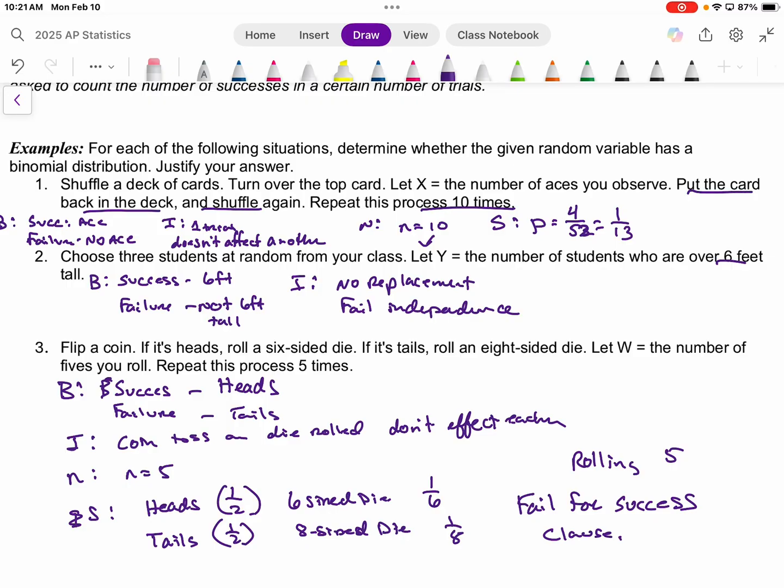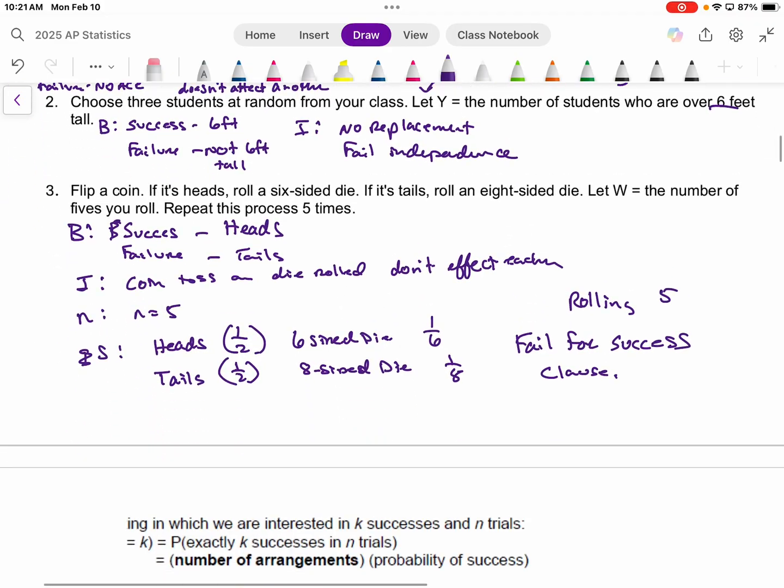But then when you get to the success part, that's where I'm going to fail because I changed the probability for each of the types of questions. So that's another situation where the I and the S would be different, and you'd be okay on the I clause, but not on the S clause.